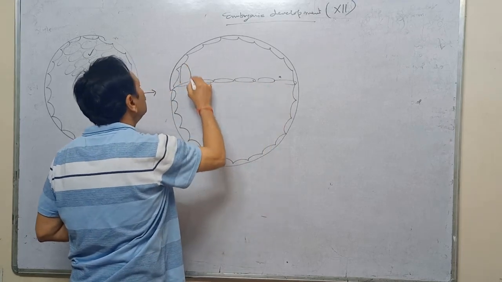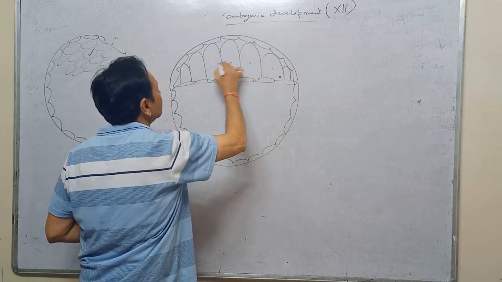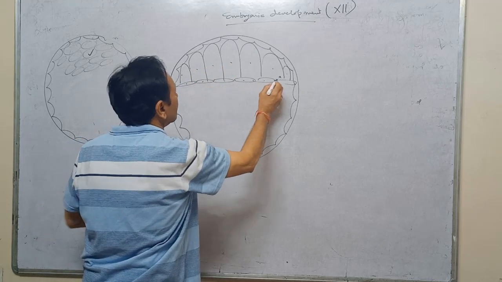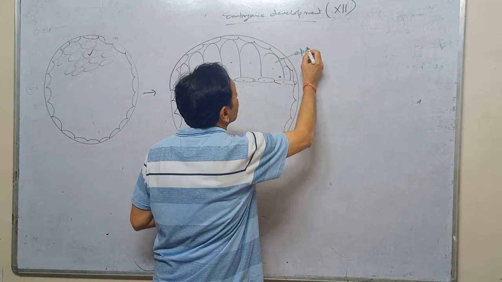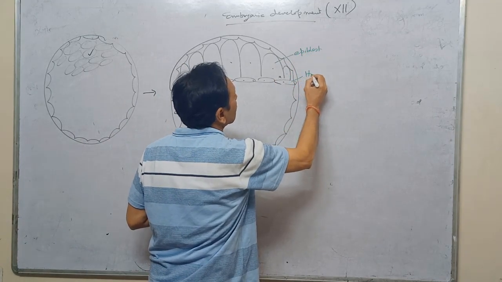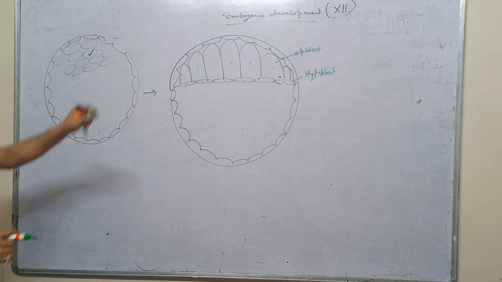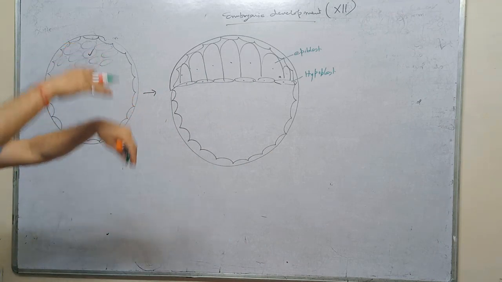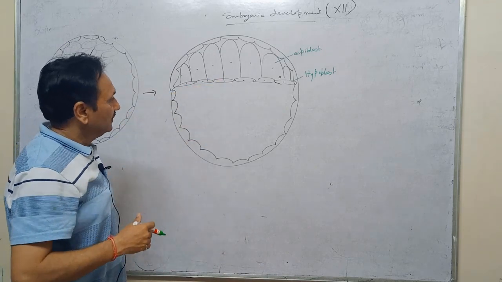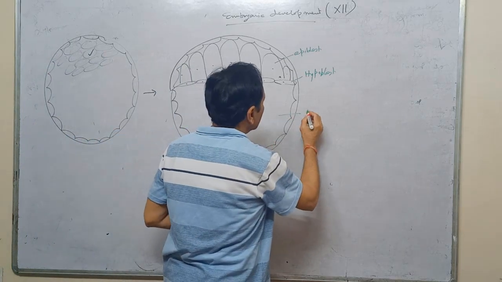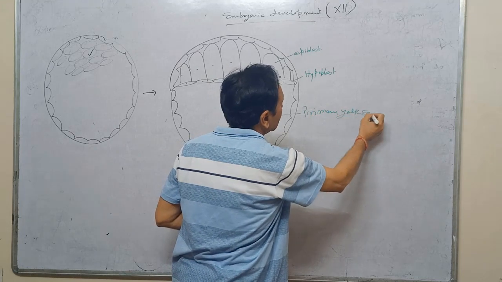is divided into two types of cells. One is called the epiblast and another is called the hypoblast. Gradually, this epiblast and hypoblast shift towards the blastocoele, and now it is called the primary yolk sac.